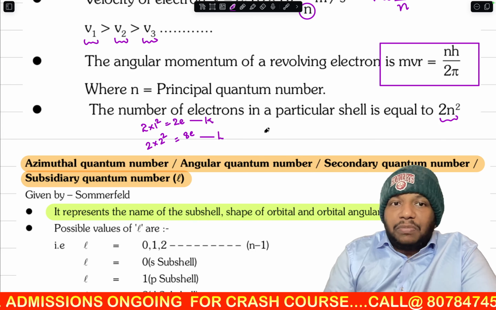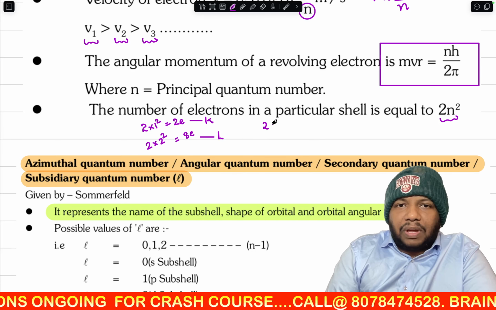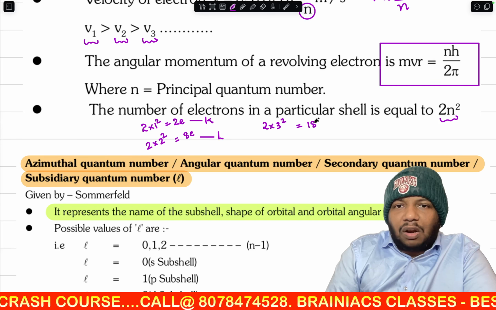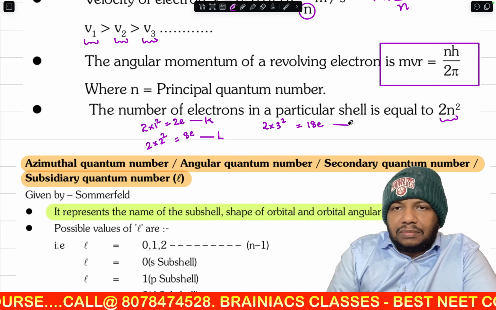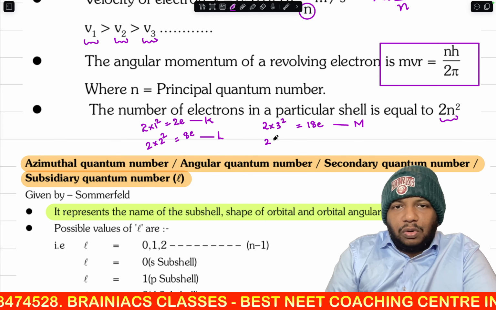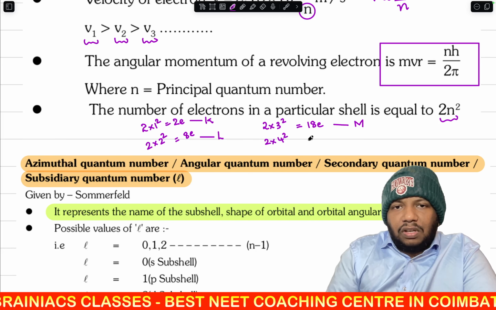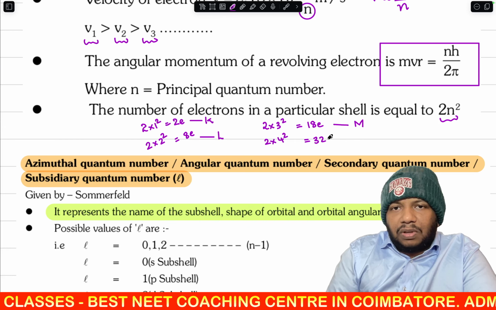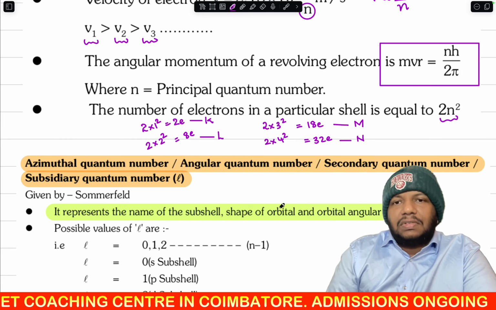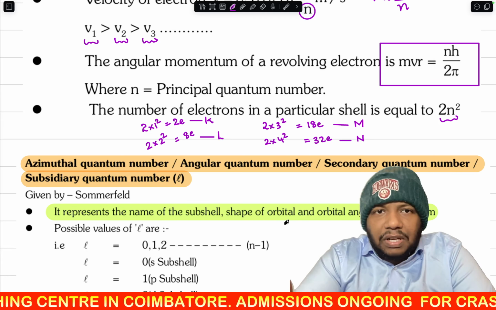Now if you go to the M shell, 2 into 3 square, so that means 18 electrons can come in the M shell. Clear? And going to the N shell, 2 into 4 square, so 16 into 2, 32 electrons. So you can easily say 32 electrons will come in the N shell. Clear? So it's very simple fundamentals you need to remember.